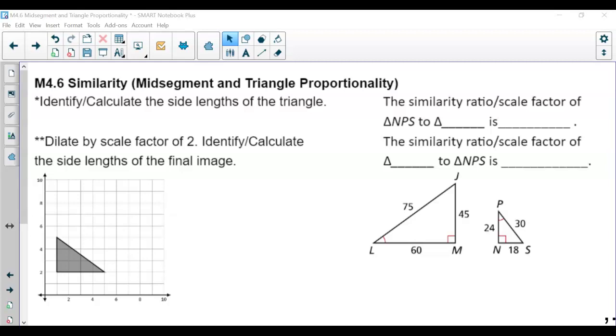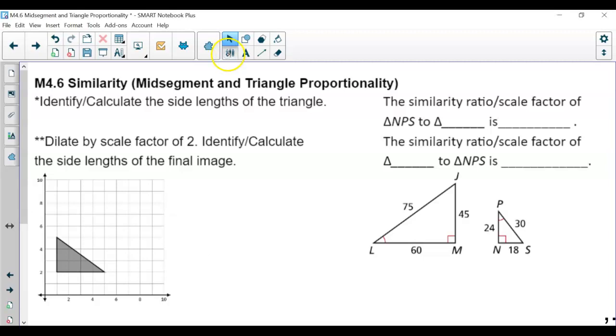In this lesson, we're getting into similarity, but now focusing on concepts that deal with similarity and the proportional sides with our midsegment and triangle proportionality theorem. Now, this first question, though, is review. So I would suggest go ahead and pause the video and then do this on your own.